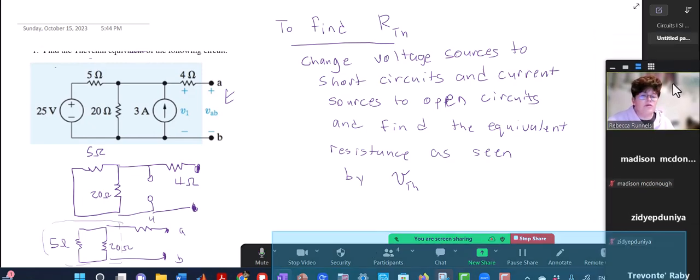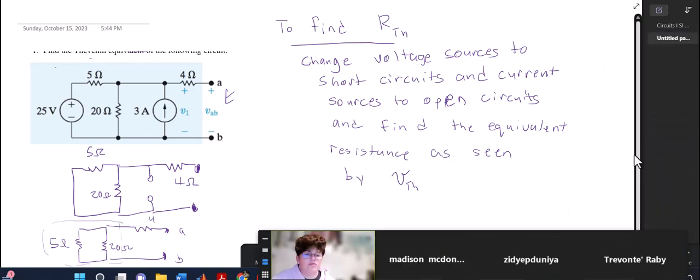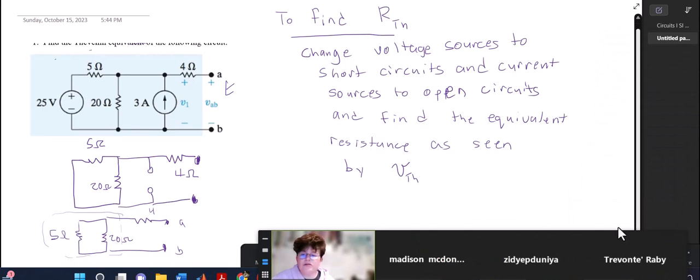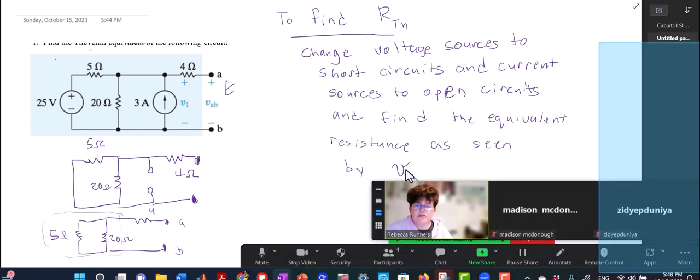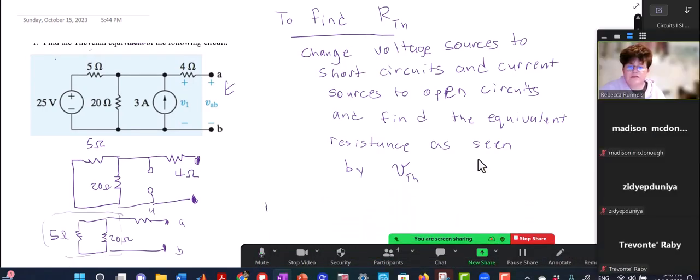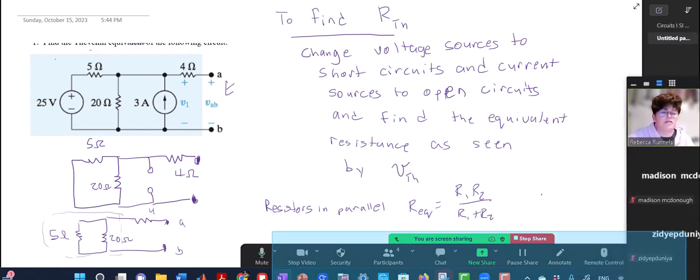So I'm going to replace the 5 ohm and 20 ohm in parallel with their equivalent. So resistors in parallel: R equivalent is R1 R2 over R1 plus R2. So that's the product over sum that I was saying.